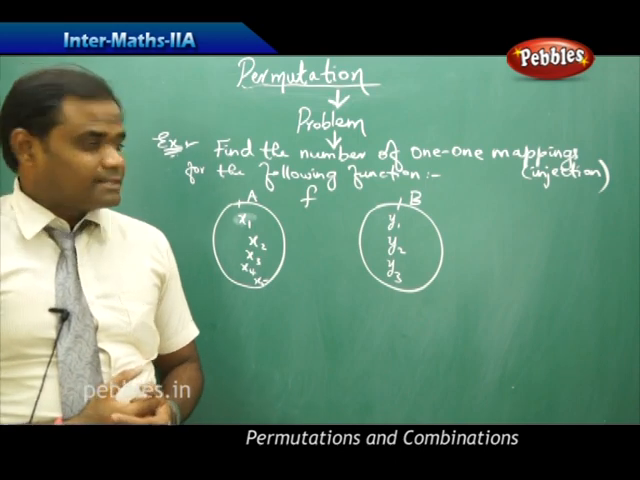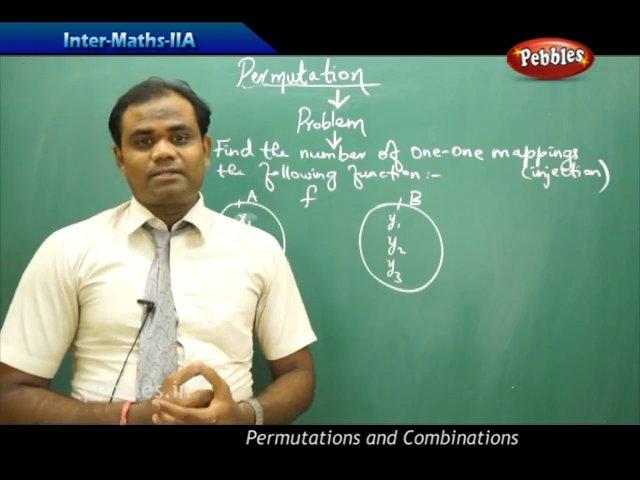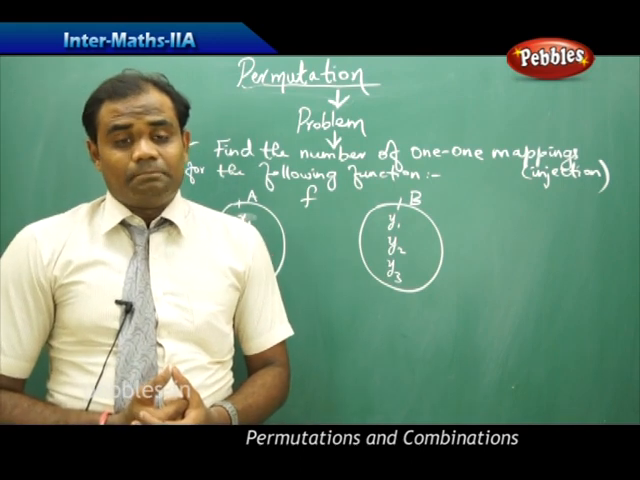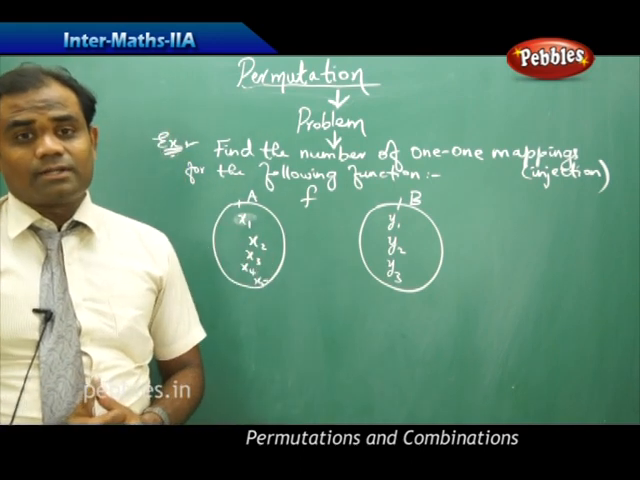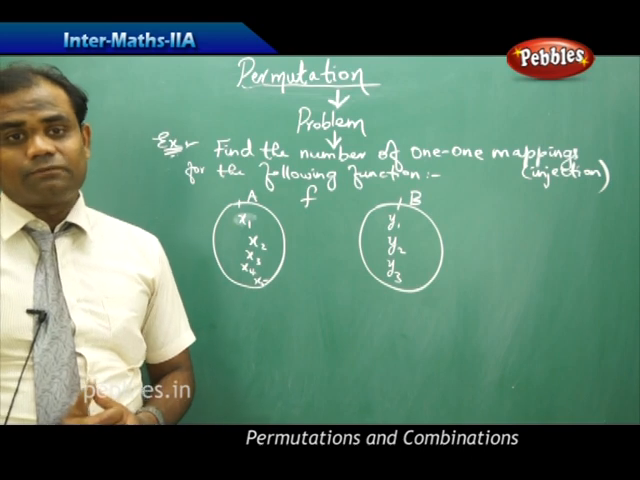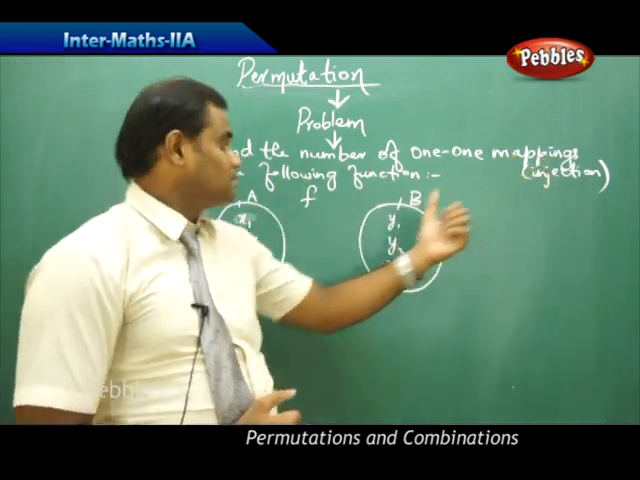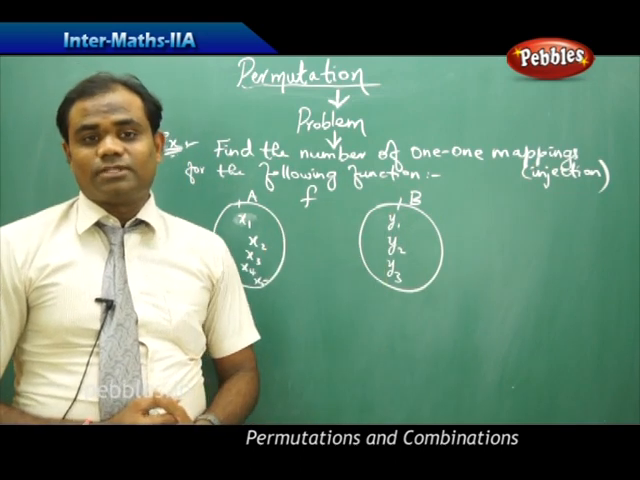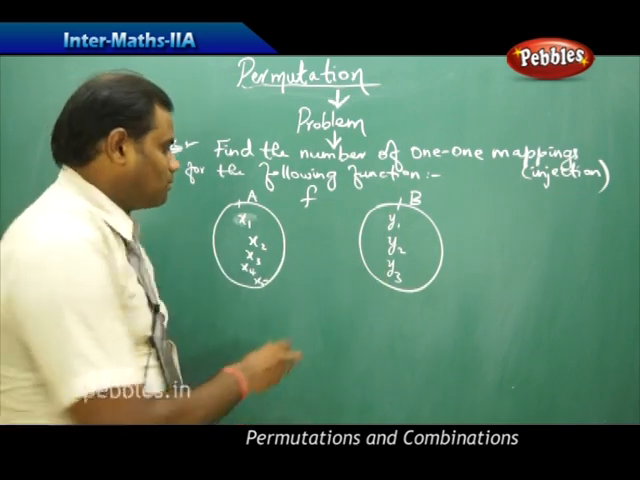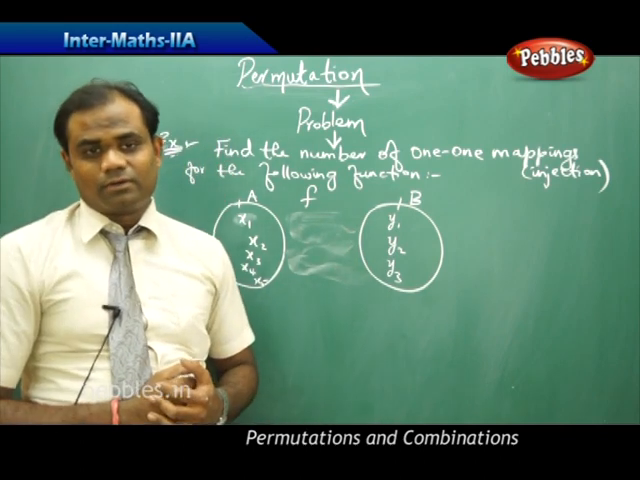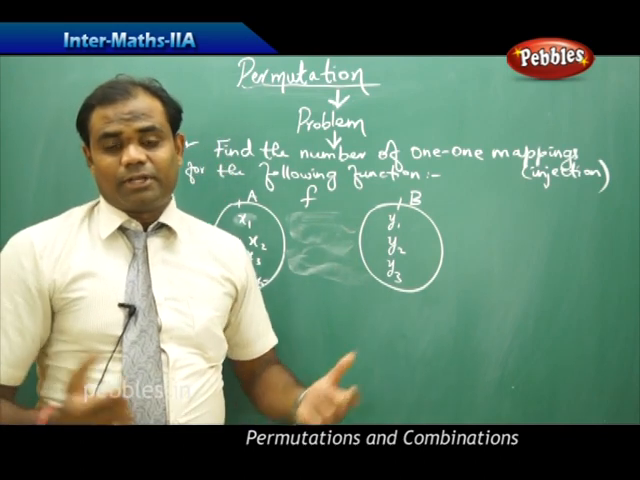So selecting the number of 1-1 mappings out of all the possible mappings is purely a problem based on selection and arrangement. Therefore, we use permutations to find the number of 1-1 mappings which are possible for this function f. So this problem is purely an example problem of a permutation, nPr.